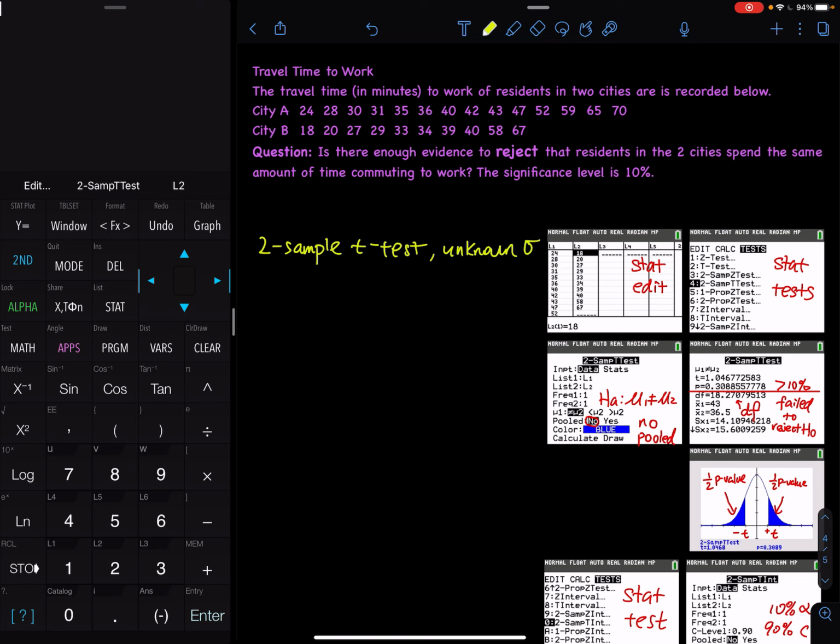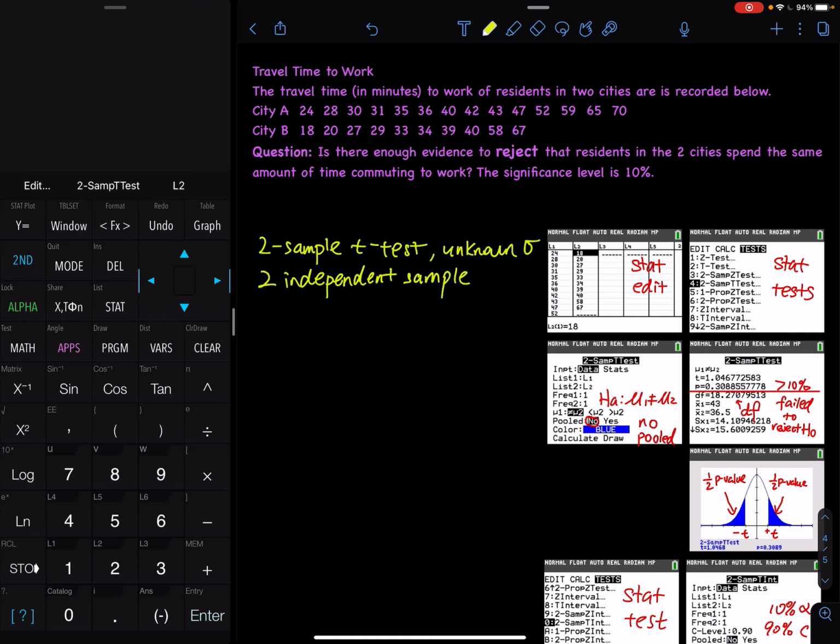And then how do you know this is a two sample T test, not a match pair? The reason is we have two independent samples. The first one is city A, the second one is city B. What is two independent sample mean?